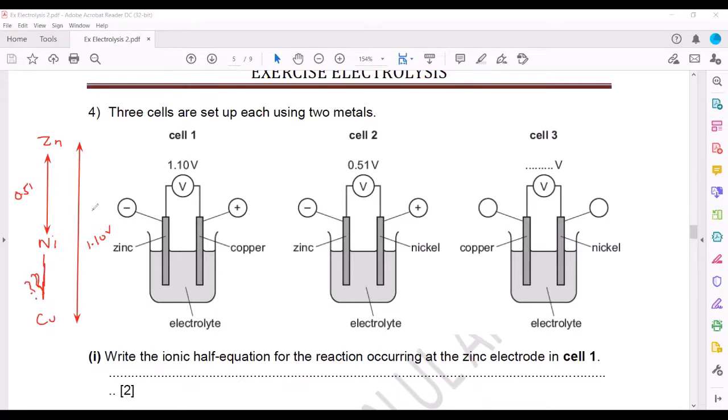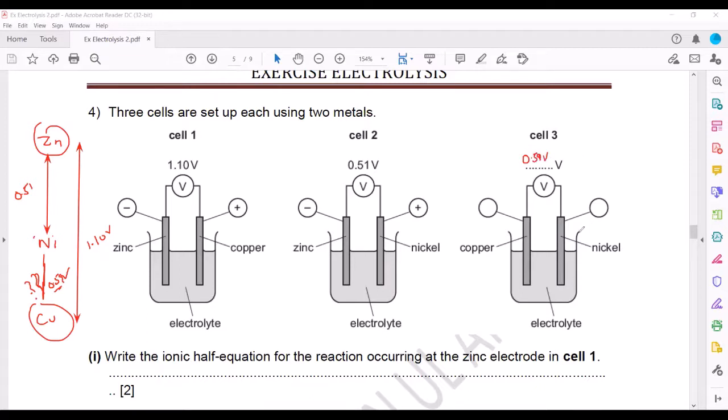So how to work out? This is a total 1.1 from copper to zinc. And if I subtract 1.1 minus 0.51, that is equal to 0.59. So the voltage produced by nickel and copper will be 0.59 volts. So the value of the voltage will be 0.59.